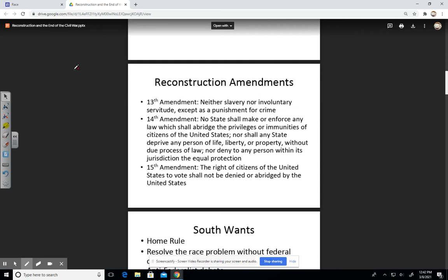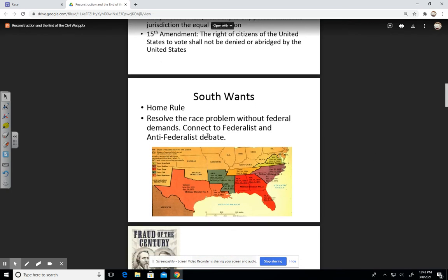So going back to some of the issues that we looked at, the Federalist and Anti-Federalist debate, from the Southern point of view, they're going to be looking at the 13th through 15th Amendments as an example of the big, nasty federal government passing legislation, and in this case, these 3 amendments that are going to change and alter the way the South is operated. Again, the South is going to want to have home rule, which basically means they want to be able to resolve the racial problem.